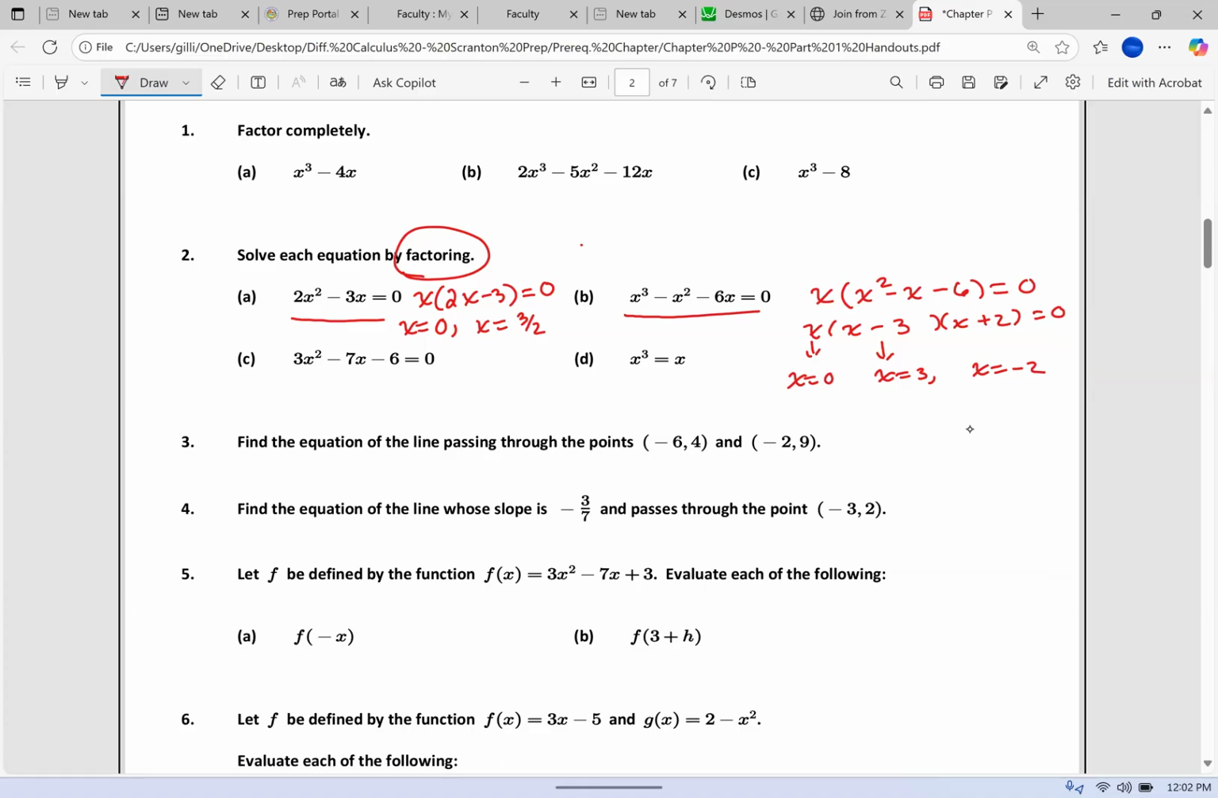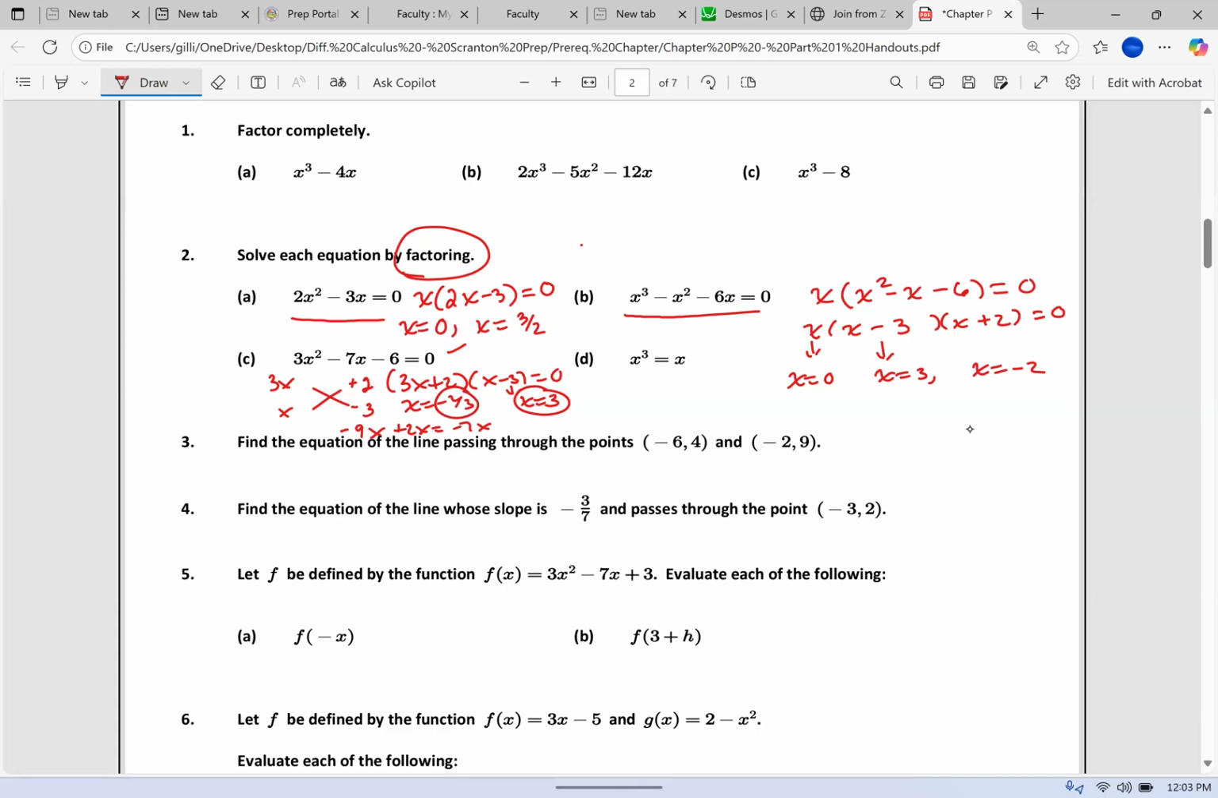In part C, it's already set to 0. There's no GCF, so I'm going to try my pull down method to factor this. What will work is maybe 2 here and 3 here, negative 3 and plus 2, because that gives me negative 9x plus 2x, which is negative 7x, and that's what I have in the middle. I'll write my binomials by going across, and I'll set each of those equal to 0.